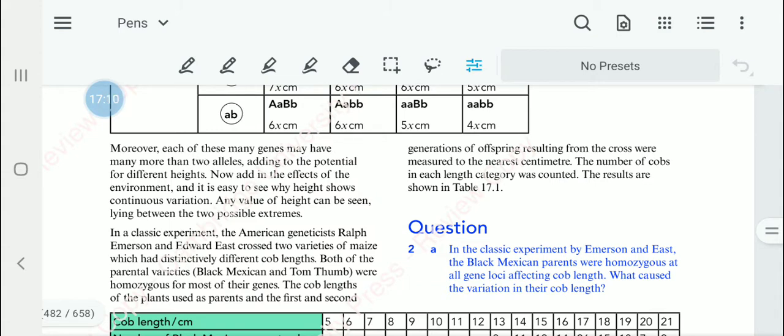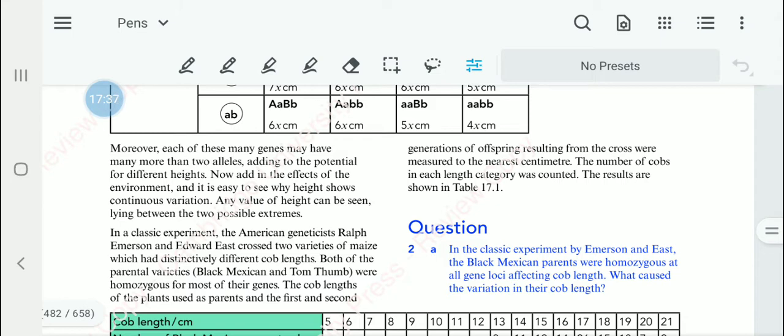Now Ralph Emerson, so these are American geneticists, and Edward East, they crossed two varieties of maize which have distinctly different cob lengths. So they had parental varieties, Black Mexican and Tom Thumb. So these are different kinds of maize. They were homozygous for most of the genes.